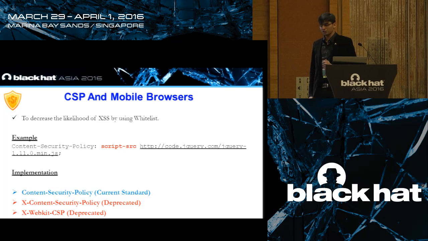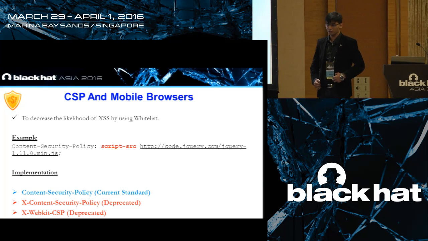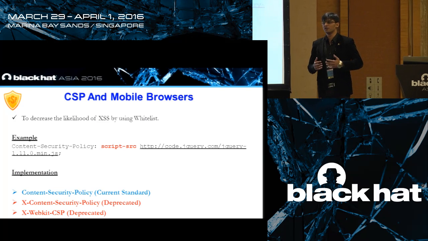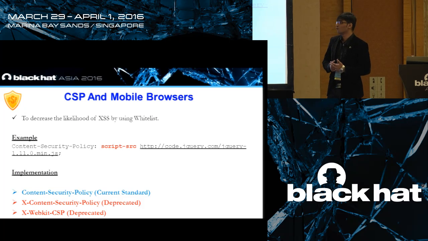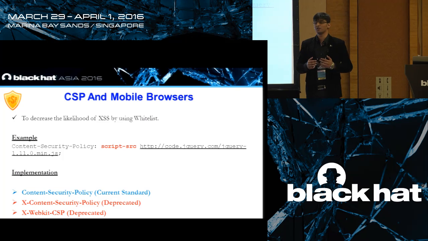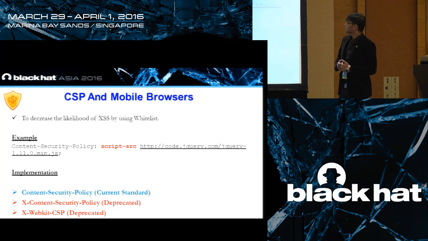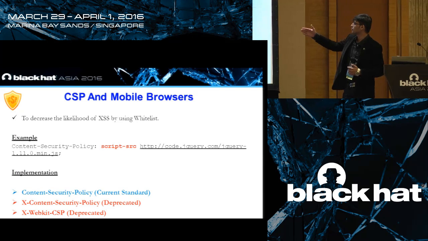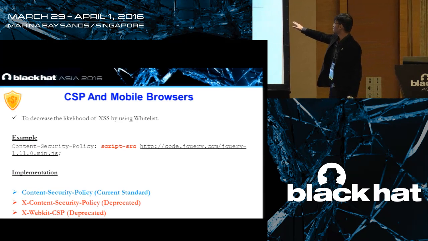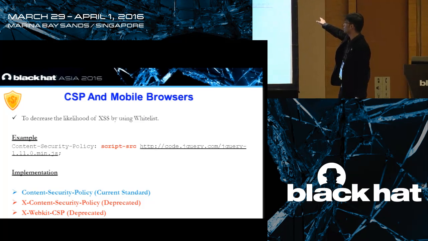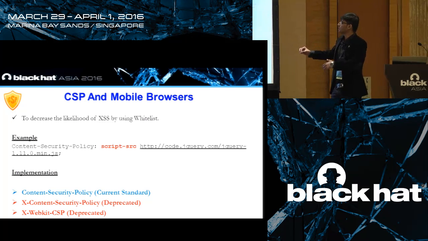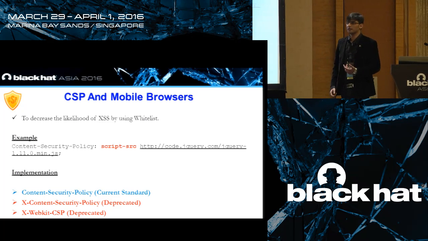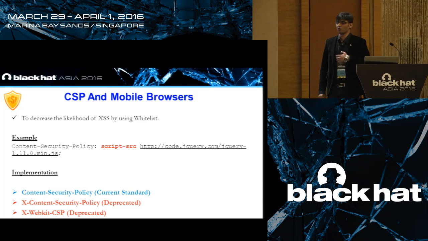So what else? CSP, content security policy, and mobile browsers. CSP was introduced in order to decrease the likelihood of cross-site scripting vulnerabilities simply by using a whitelist. This is an example of a very basic CSP implementation. We have the content security policy header, and we whitelist code.jq.com/whatever. So only this JavaScript would be executed, and everything else would not be executed. And this is why CSP has proven to be a good solution.